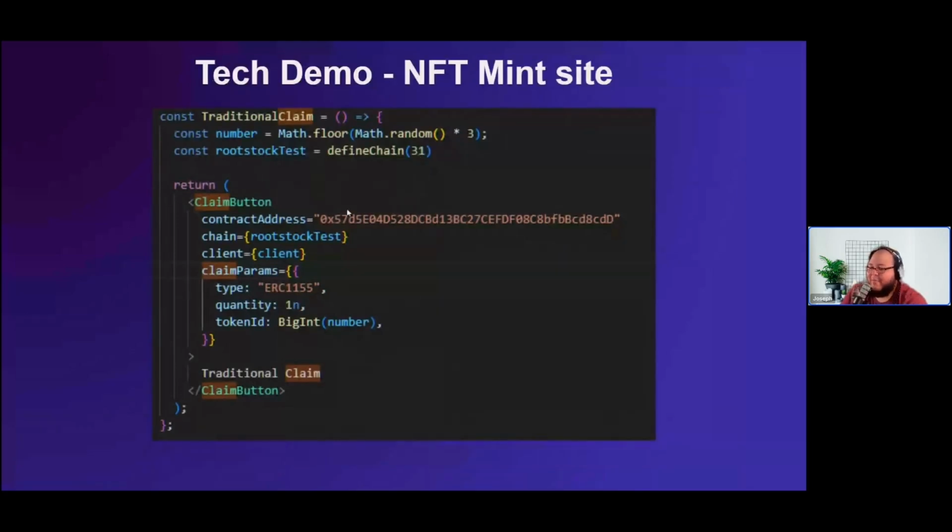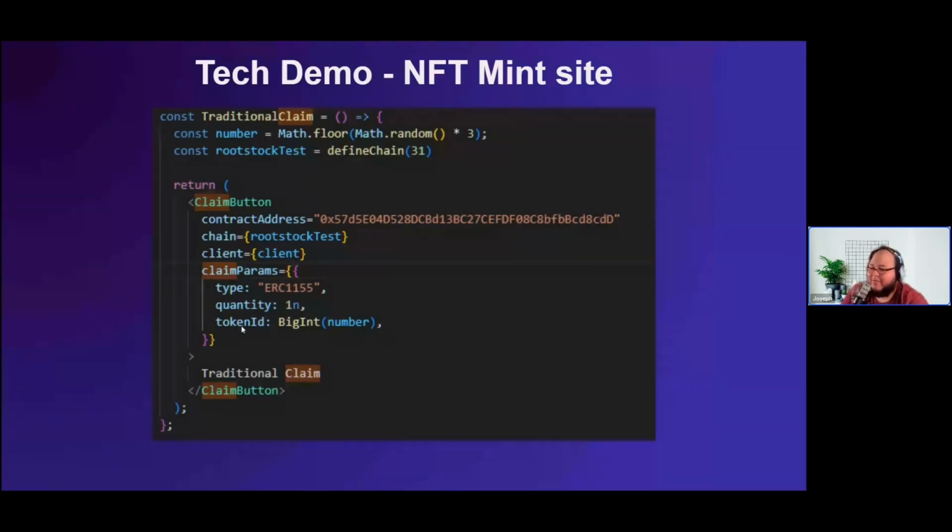And for our claim button component specifically, a couple things that we need. We need a contract address. Remember, in our dashboard, as we've deployed these contracts, we get back a contract address, and we can plug that in here. We need to define what chain we're working on, again rootstock test. We need to define what client we're working with. Remember, this client is what we've created before. It has our client ID, and it's what associates our application to a certain project on our dashboard.